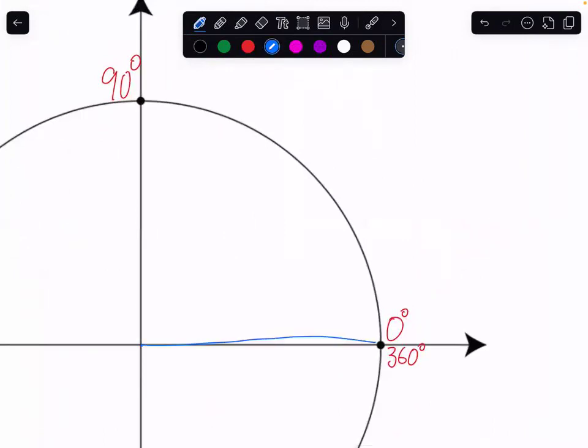Again, all angles start on the positive x-axis. One of the key angles we talked about in the special right triangles was 30 degrees. So we're going to want to form a 30-degree angle at the origin. It's not going to be perfect, but this is probably about 30 degrees. So this angle in here is 30 degrees.